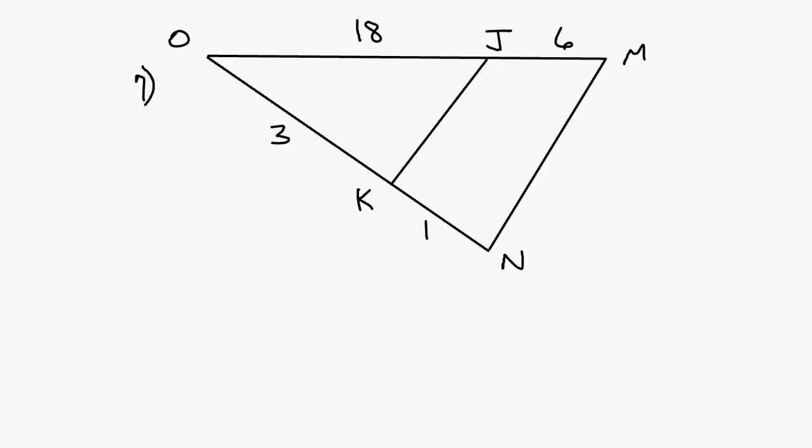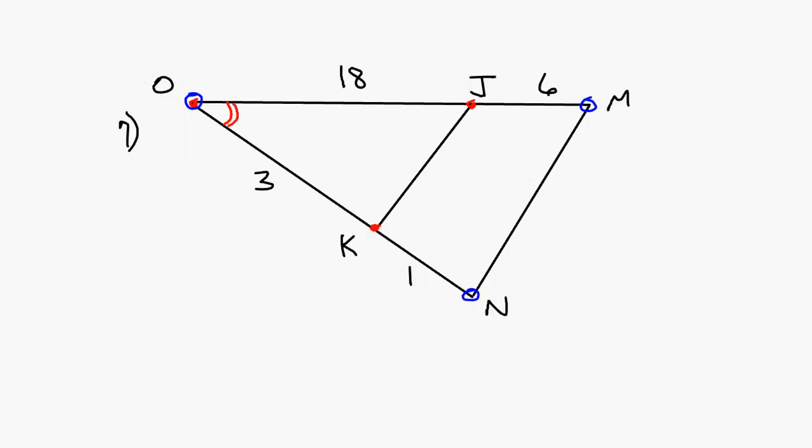If so, write a similarity statement and the postulate or theorem you used. So the two triangles that you're looking at are OKJ, and the big triangle around the outside, which is ONM. Are those two triangles similar to each other? So be careful here. Both triangles share this angle, don't they?